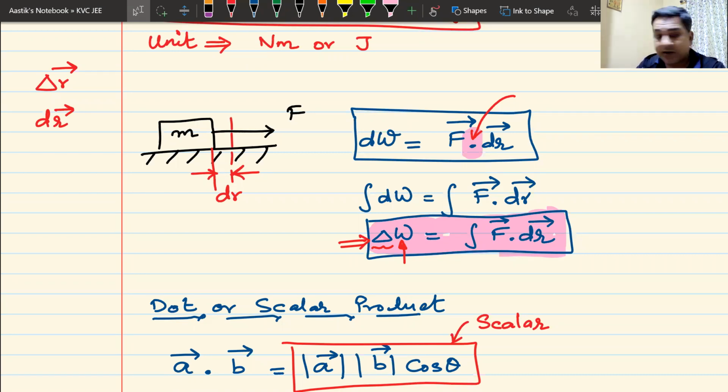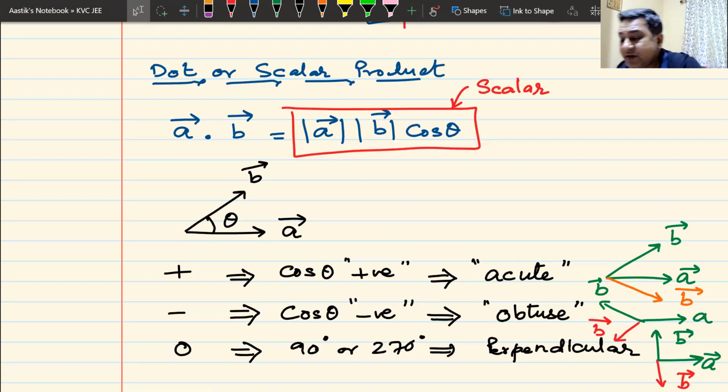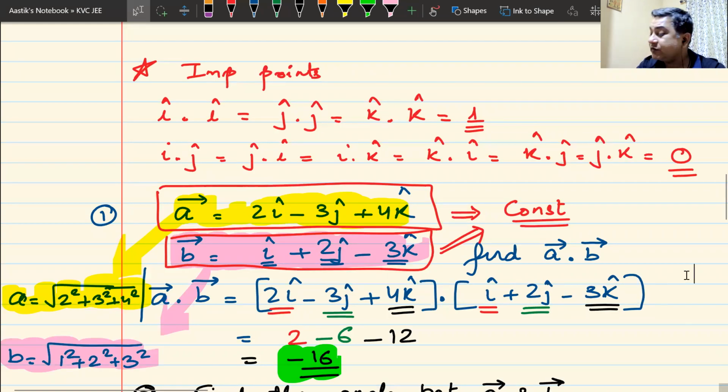Then we saw what is dot product. Dot product is nothing but the scalar product. The scalar product A vector dot B vector is nothing but magnitude of A into magnitude of B into cos of theta. It can be positive, negative, or zero depending on acute, obtuse, or 90 degrees. Then we solved some problems based on these dot products, and we saw a very important concept that i dot i, j dot j, k dot k is 1, i dot j or i dot k or j dot k is 0. We had solved some problems based on this.